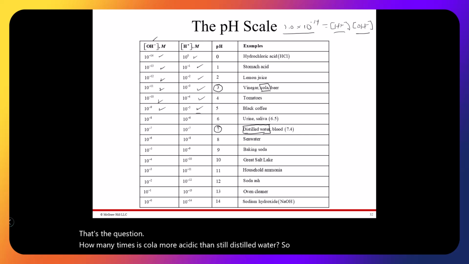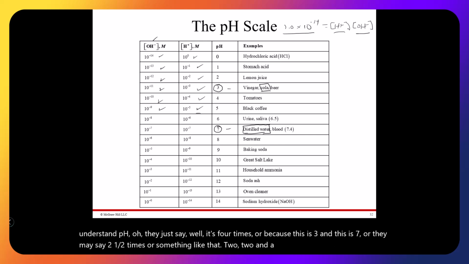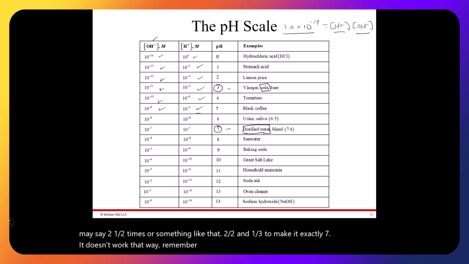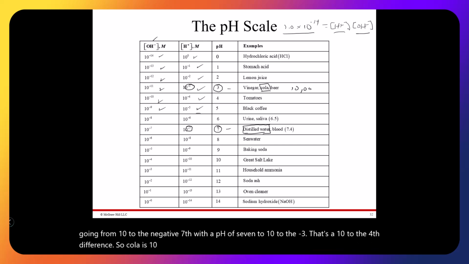A lot of people that don't understand pH just say, well, it's 4 times, because this is 3 and this is 7, or they may say 2 1/3 times or something like that. It doesn't work that way. Remember, each one of these pH units is a power of 10. So we're going from 10 to the negative 7th with a pH of 7 to 10 to the negative 3. That's a 10 to the 4th difference. So cola is 10,000 times more acidic than distilled water.